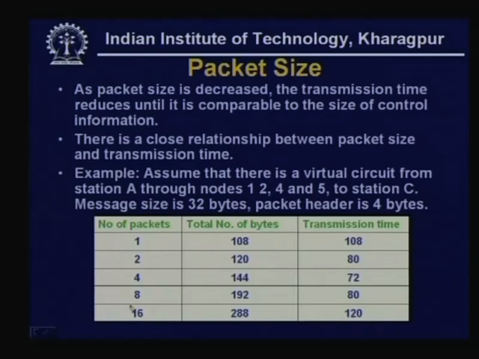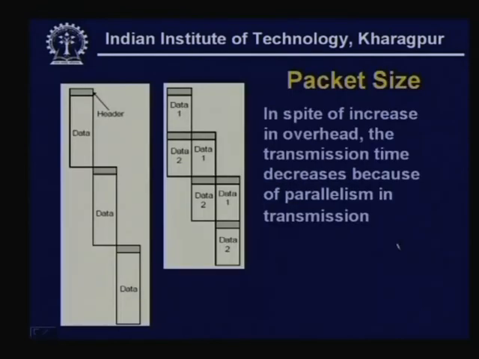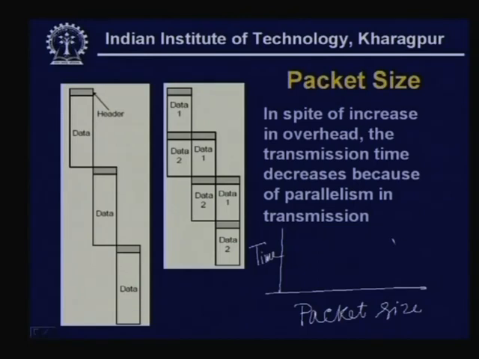And if it is divided into 16 packets, the total number of bytes to be transmitted is 288 and the transmission time is 120. So, what does it indicate? It indicates that if you plot a curve, say with packet size on this axis and the transmission time here, as the packet size is increased, as you can see here, for smaller packets it takes longer time, and for longer packets it also takes longer time. So, there is an optimum packet size.